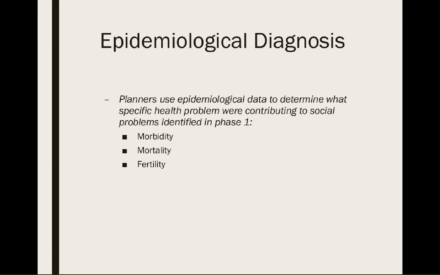Next phase is epidemiological diagnosis. After we go for social diagnosis, planners use epidemiological data to determine what specific health problems were contributing to the social problems identified in phase 1. Phase 1 tadi, apa phase 1 tadi kalau ingat? Iaitu social diagnosis. Apa yang kita boleh identify adalah morbidity, mortality and fertility.